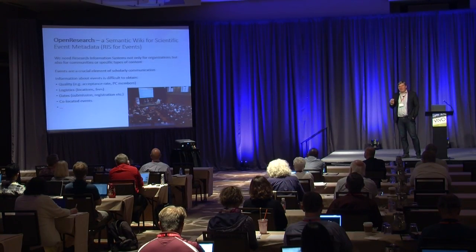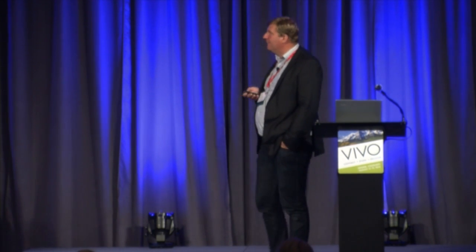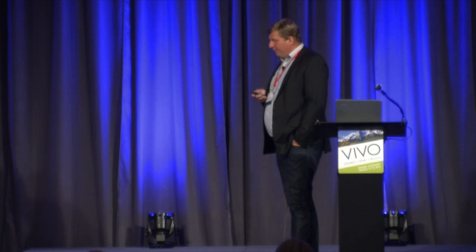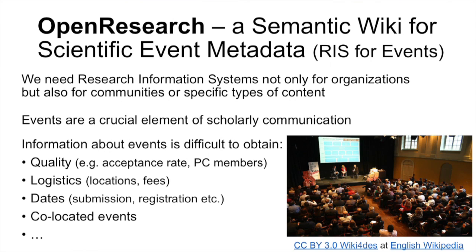But I think we also need sometimes maybe some other types of research information systems. Of course, they all should work together. That's why the semantic representation is very important, to have this shared conceptualizations, ontologies, which can be linked and integrated. And one area where we found there is not much support are events. Of course, they are very important in computer science, not so much maybe in other fields of research, but still events are one of the key crucial elements in scholarly communication.